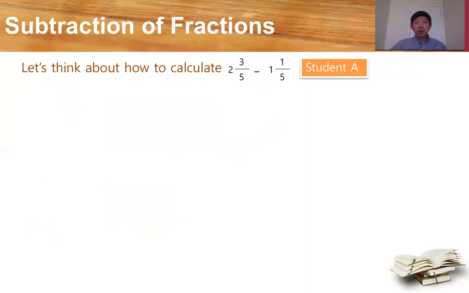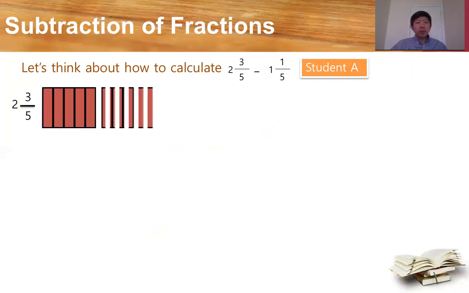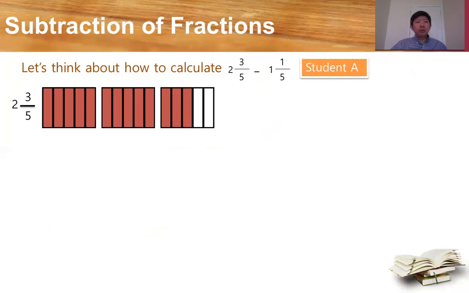Another student's response. Not thinking about how to calculate the mixed number, like 2 and 3/5 minus 1 and 1/5, all right? So 2 and 3/5, this is a 1, this is a 2, this is a 3/5, okay? Does that make sense to you? Yes, I show the picture to you, okay?